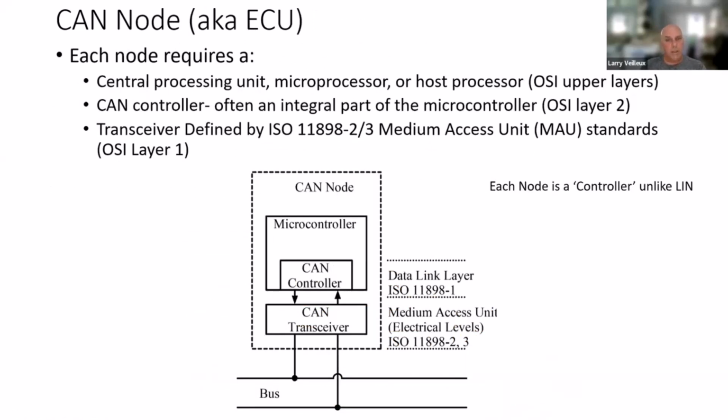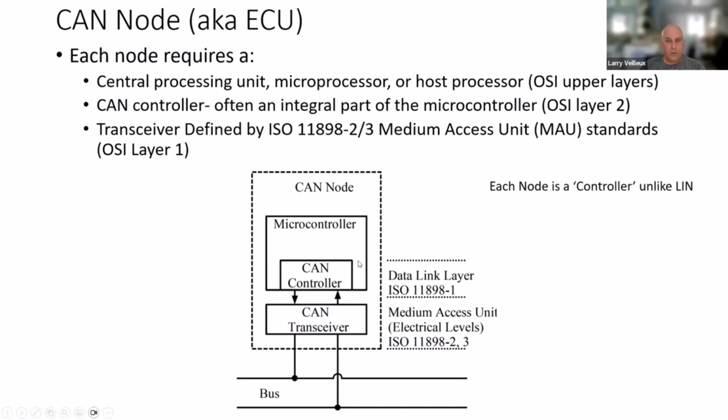So a CAN node, again, also in a car, it's referred to as an ECU, electronic control unit. And I mentioned earlier, it's a distributed system in terms of control because there's no central controller with CAN. Every unit is a controller. And every unit therefore has the right to both send and receive when it decides to. It doesn't have to wait for a poll. It doesn't have to do anything like that.